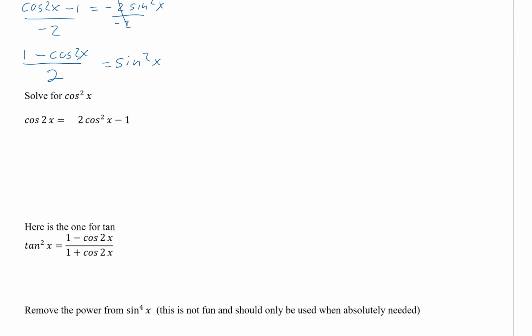We could do the same thing for cosine now. By the way, this is now replaceable. So if you see sine squared of x, you can replace it with 1 minus cosine 2x over 2, something to put on your card.